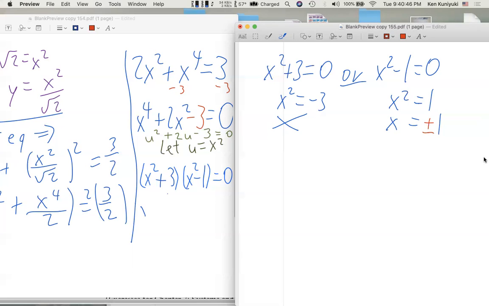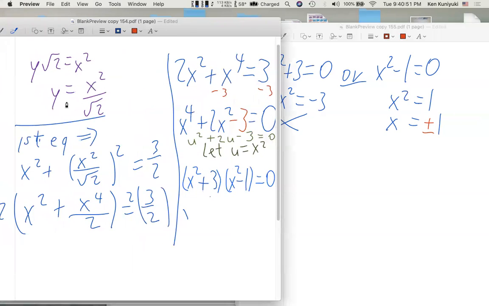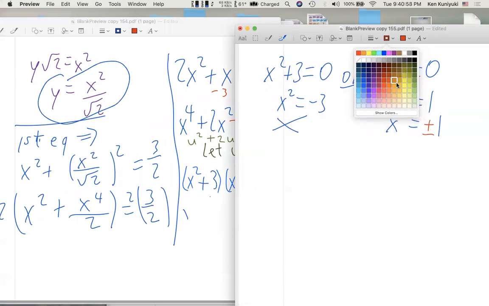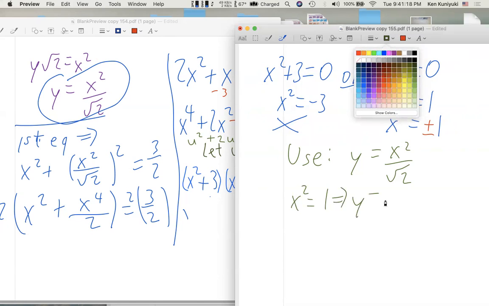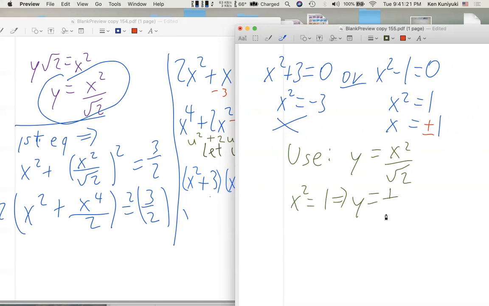All right. We're not done yet because what do we have to do? We have to find the corresponding y values. Fortunately, we have this relationship over here. So now we're going to use the fact that y equals x squared over root 2. Bear in mind, for both these cases, x squared equals 1. So y is going to be, for both these cases, 1 over root 2.